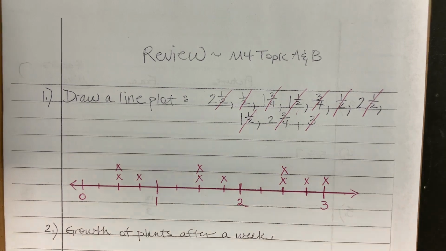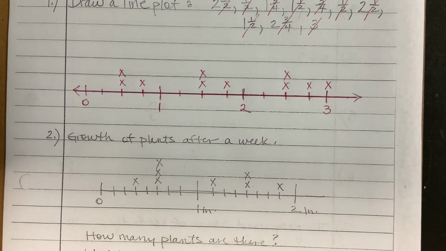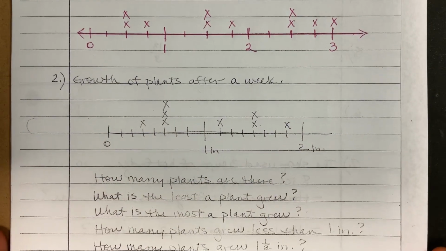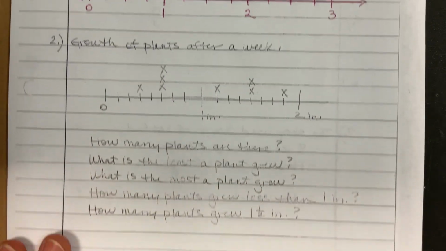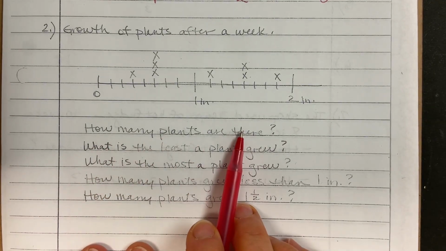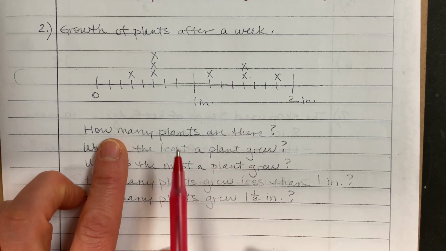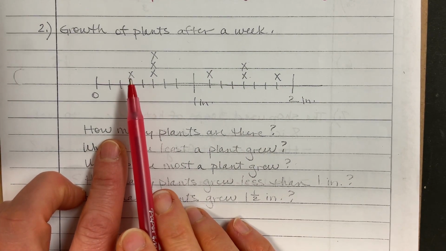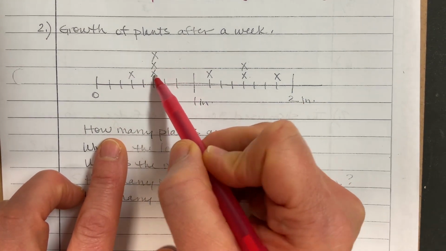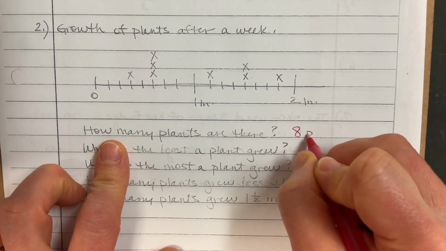Okay, the next question, number 2, asks us to analyze a line plot. Okay, it's the growth of plants after a week. So let's look at the questions. How many plants are there? Okay, well, to answer that question, each X up here represents a plant. Okay, so we just count the X's. 1, 2, 3, 4, 5, 6, 7, 8. There are 8 plants.